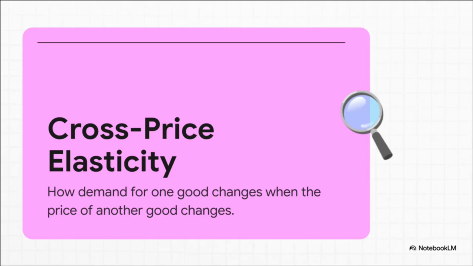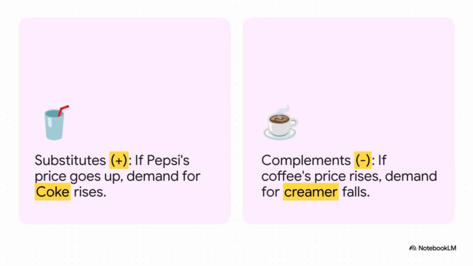And our last tool for the kit is cross-price elasticity. This one is all about the relationship between different products. It measures how the demand for good A is affected when the price of some totally different good B changes. Like, what happens to Coke sales if Pepsi changes its price? They're connected. And just like with income, the sign is everything.